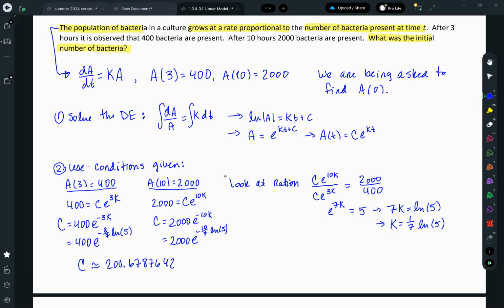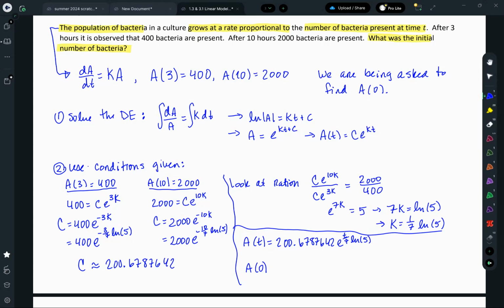Okay, so now let me just put this away here. We have A of t is approximately 200.6787642 times e to the t over 7 times ln of 5. And if I want to know what A of 0 is, I can go ahead and plug it in there. And what I get is that A of 0 gives me approximately 200.68. But let's think about this.